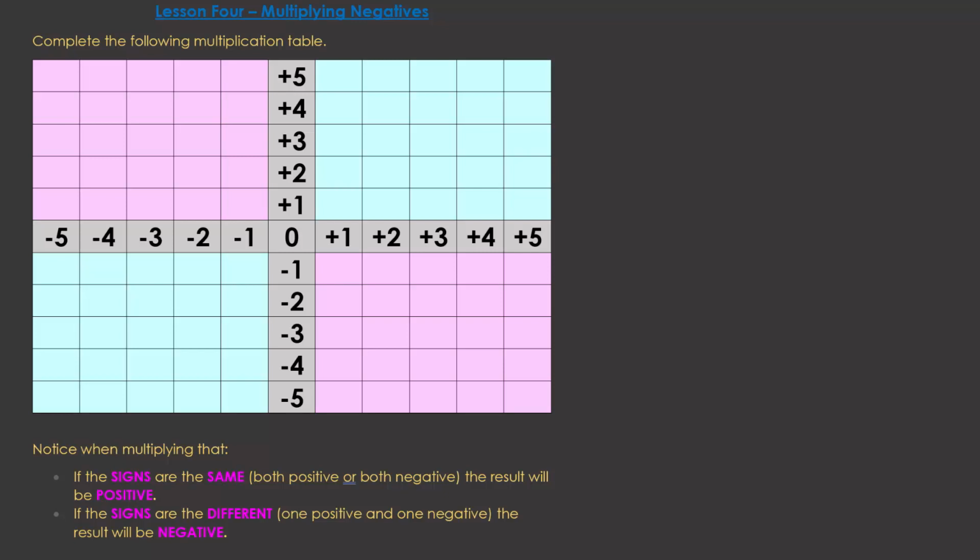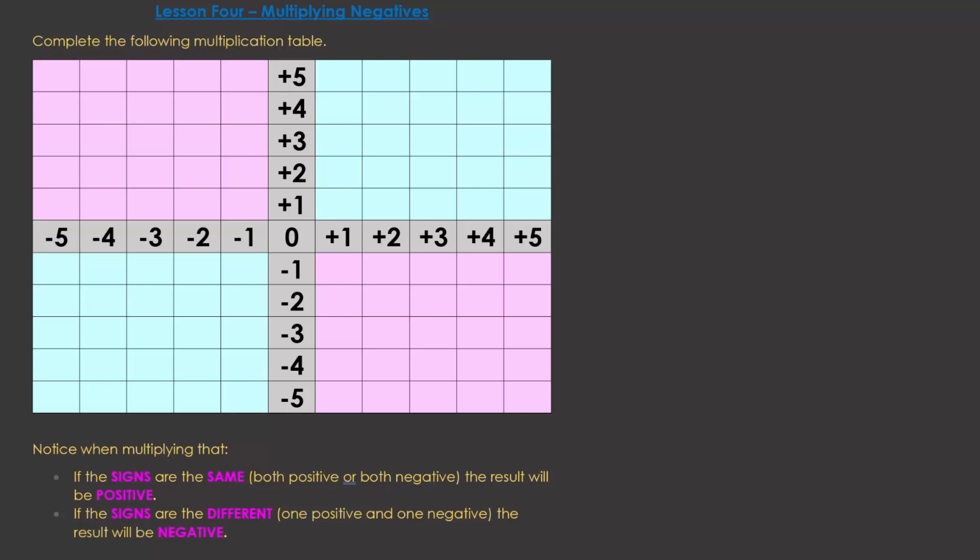Multiplying negatives, I need to say at this stage that strictly speaking, this is not Year 7 maths. This is actually in Year 8. But many of the textbooks include the multiplication of negatives in there, and a lot of schools do teach it in Year 7, including ourselves. So I'm going to do that now.